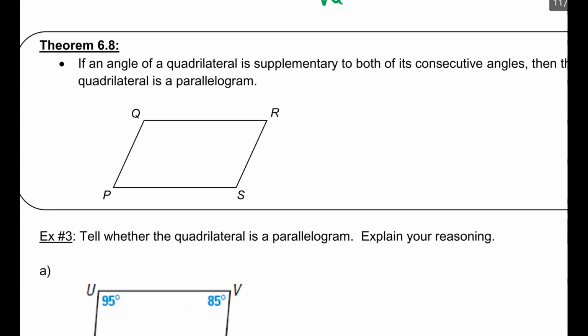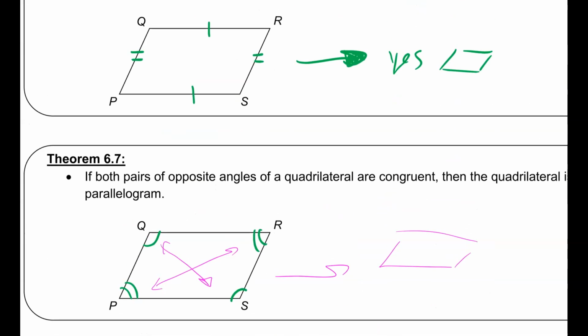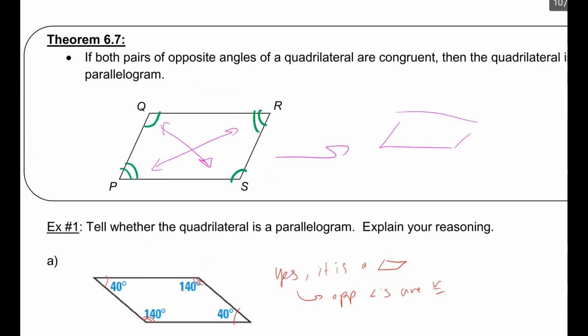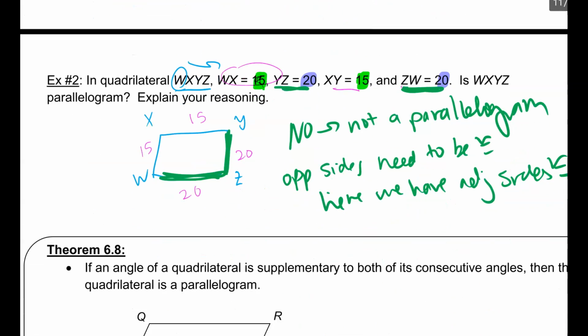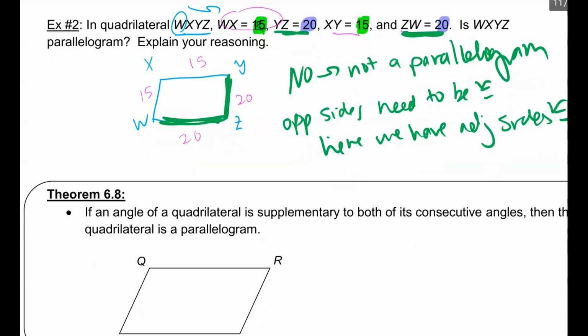All right, okay, so here are ways of proving it. It's exactly the first 2 things we learned about parallelograms: opposite sides are congruent, opposite angles are congruent. So if we have a 4-sided object where opposite sides are congruent and opposite angles are congruent, it means it's a parallelogram. And if that's not true, if we don't have opposite sides congruent, it's not a parallelogram.